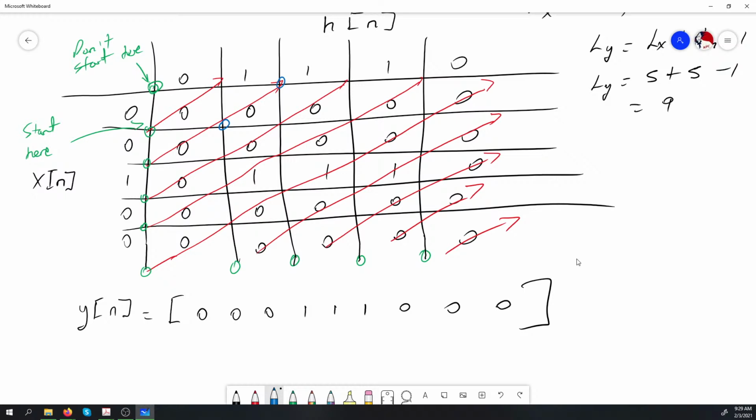So just reiterating for the other questions that were in the chat, no, we do not need to draw out y of n. Once you have the y of n sequence, that's the end of this question. And if the h of n would be placed on the left hand side and the x of n was placed on top of the table, you'll get the same output because the order of the convolution does not matter.